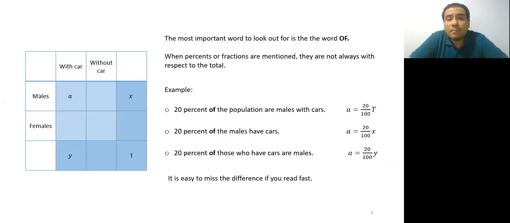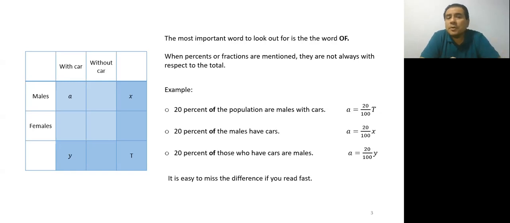Let's take a look at this example, okay? Imagine that you want to solve a problem where they talk about 2 characteristics that intersect, the gender and having or not having a car. Here, the most important word to look out for is the word of when you use percents or fractions, because it's always a percent of something or a fraction of something. That something is not always the total number of elements. It could be maybe a different quantity, a partial quantity, not a total.